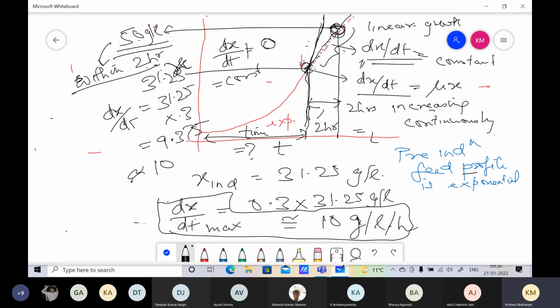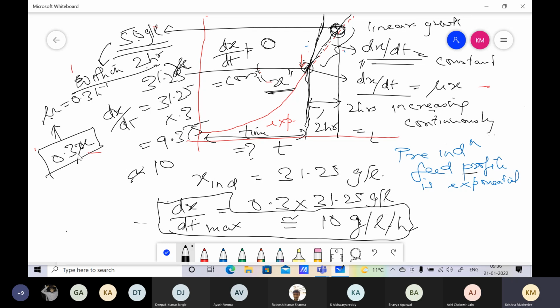And 2 hours earlier, when I did the induction, I had some concentration X of the biomass. There will be some X, I don't know how much it is, you have to find it. And this X at that point of time was growing at 0.3x, because obviously I want to maintain mu at 0.3. Is this argument clear? Mu is equal to 0.3, yes sir.